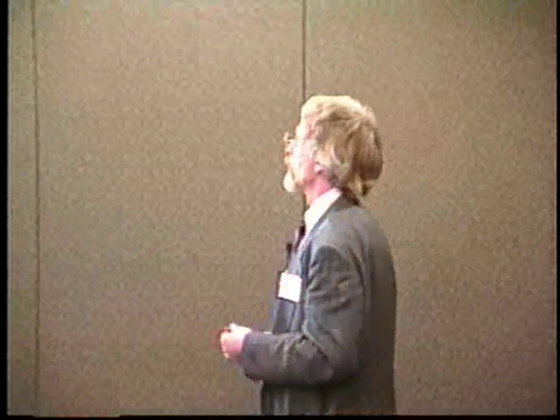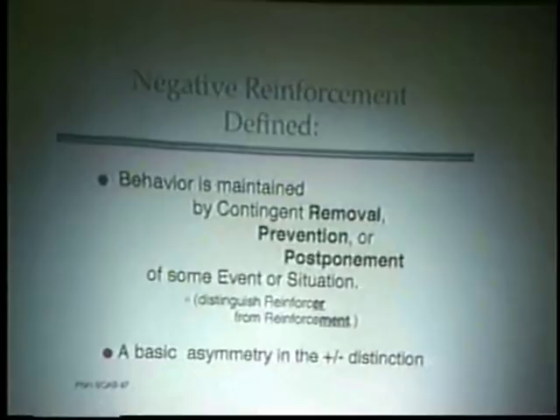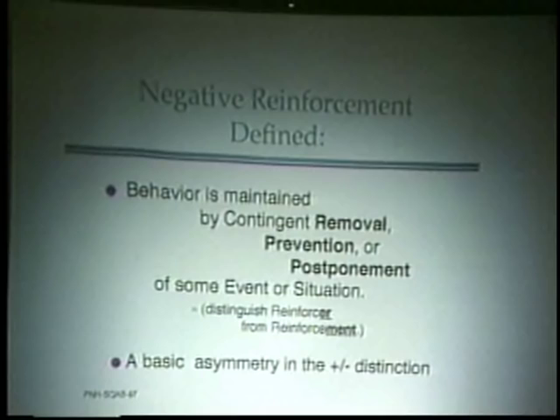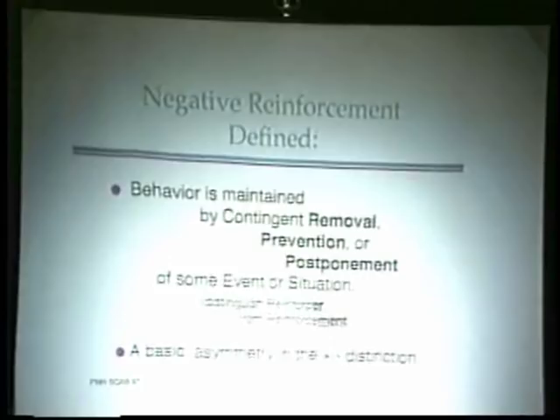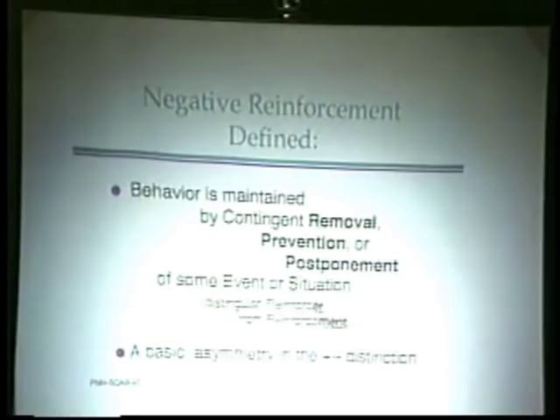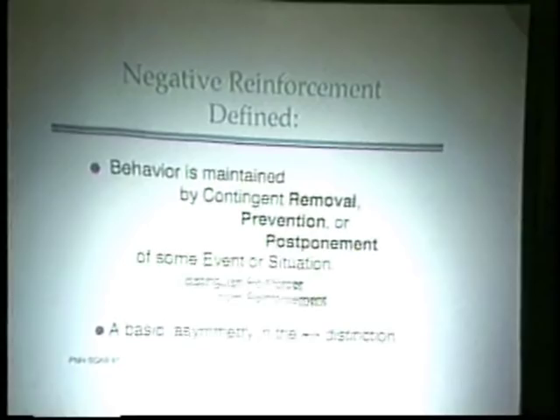Negative reinforcement is behavior maintained by contingent removal, prevention, or postponement of some event or situation. It's a lot of words, but it's basically fairly straightforward, and I think most everyone here has encountered this definition, probably has taught it to someone else. One thing that's important is to distinguish reinforcer from reinforcement, and this is the same as in positive reinforcement, in that it isn't the thing, it is the process in one case, or a procedure. The behavior produces some change, and we're saying the change is the preventing removal, etc.